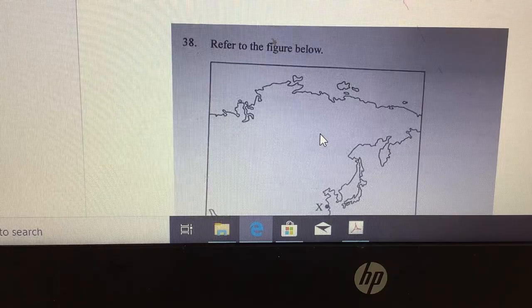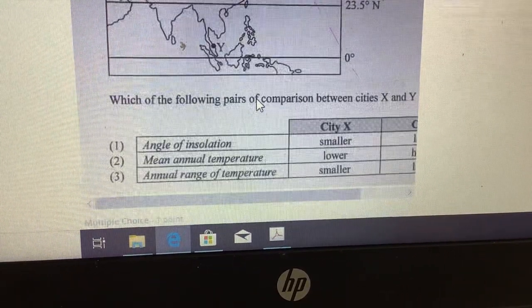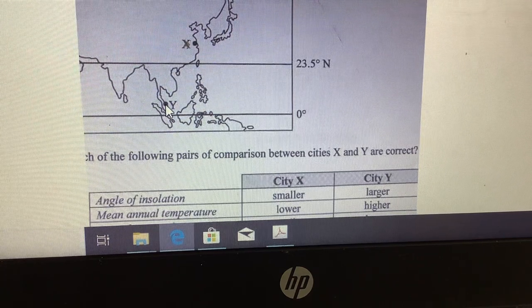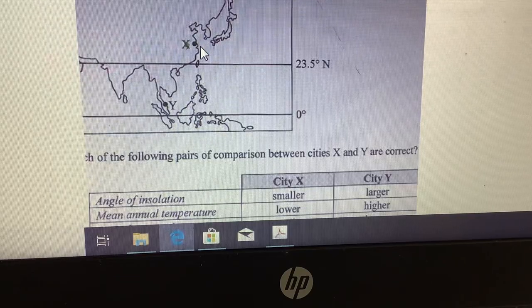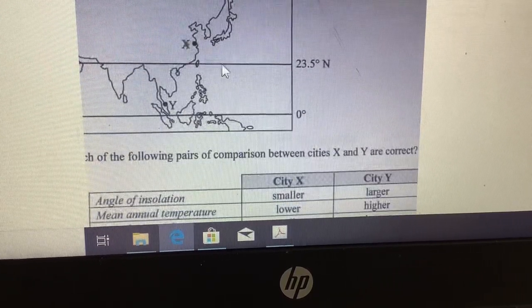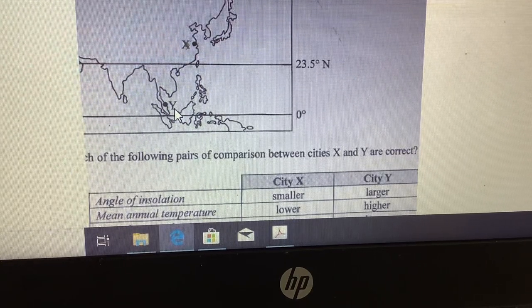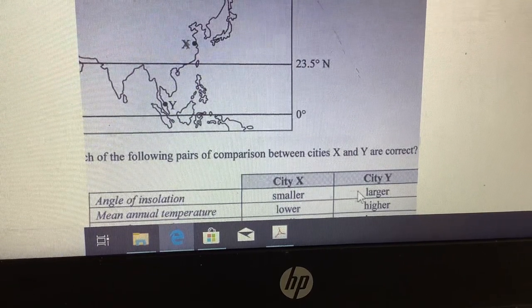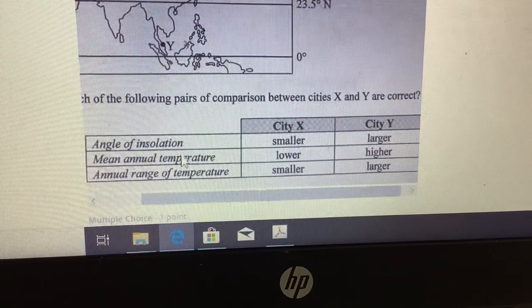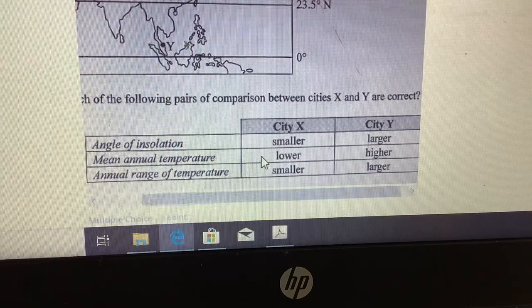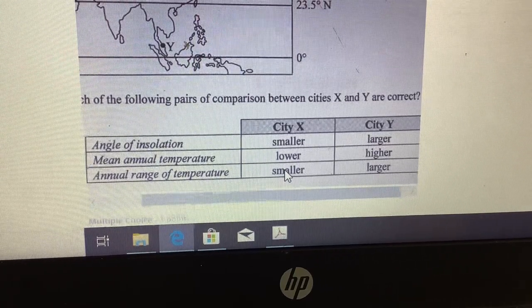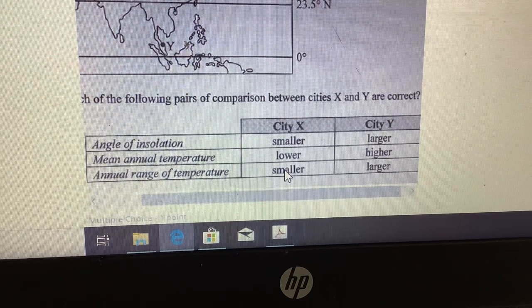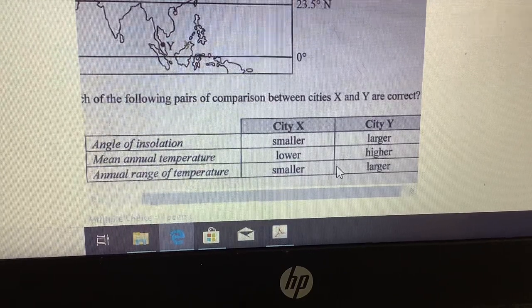Okay, next one. 35, come on. X and Y again, two countries again. For lower latitude, the angle of insolation will be larger. And for higher latitude, the angle of insolation will be smaller. So this one is correct. How about annual mean temperature? X is lower, Y is higher because of the angle of insolation. If it's smaller, then lower. If it's larger, then higher. This one is correct. These two go the same way together. How about the annual range of temperature? X is in higher latitude. Higher latitude will have a higher range of temperature, because there's varied daylight. So this one is wrong. Number one and two only.